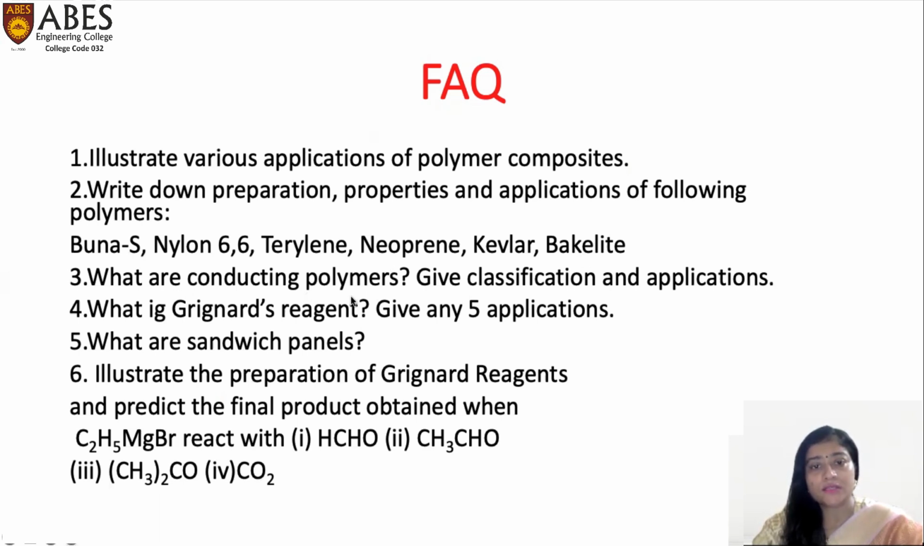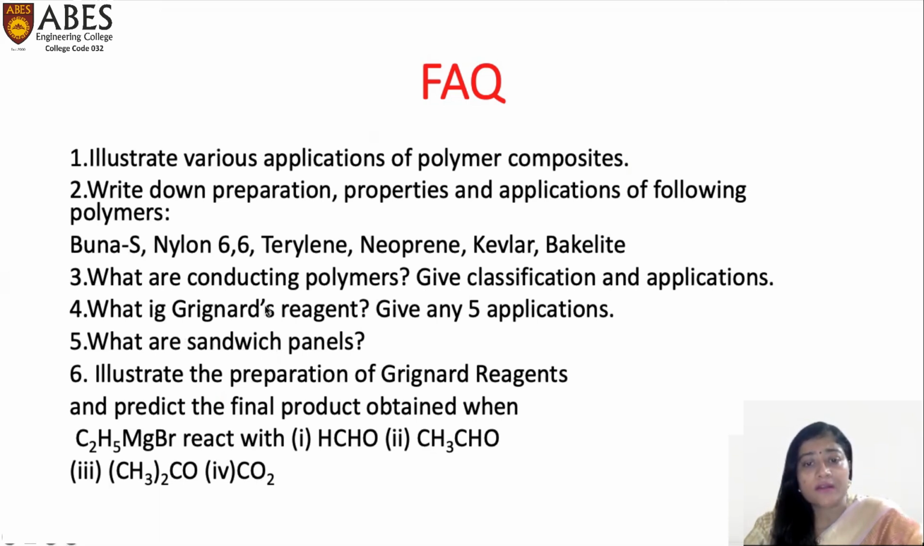Third is: what are conducting polymers? Give classification and application. Conducting polymers are a new class of polymers which have the ability to conduct heat and electricity. The classification we have already discussed in the lecture on conducting polymers, that is of two types: intrinsic conducting polymers and extrinsic conducting polymers. The application is also there. Intrinsic conducting polymers are further of two types, that is pi conjugated polymers and blended polymers, and extrinsic conducting polymers are of two types, that is conducting element filled conducting polymer and blended polymer.